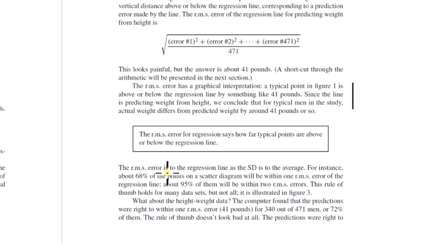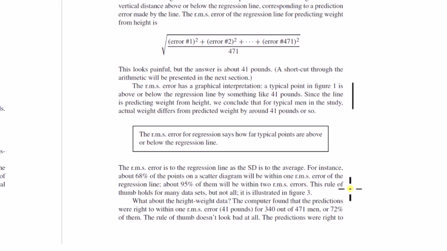The RMS error is to the regression line as the standard deviation is to the average. For instance, about 68% of the points on a scatter diagram will be within one RMS error of the regression line. About 95% of them will be within two RMS errors. This rule of thumb holds for many data sets, but not all. It is illustrated in Figure 3.